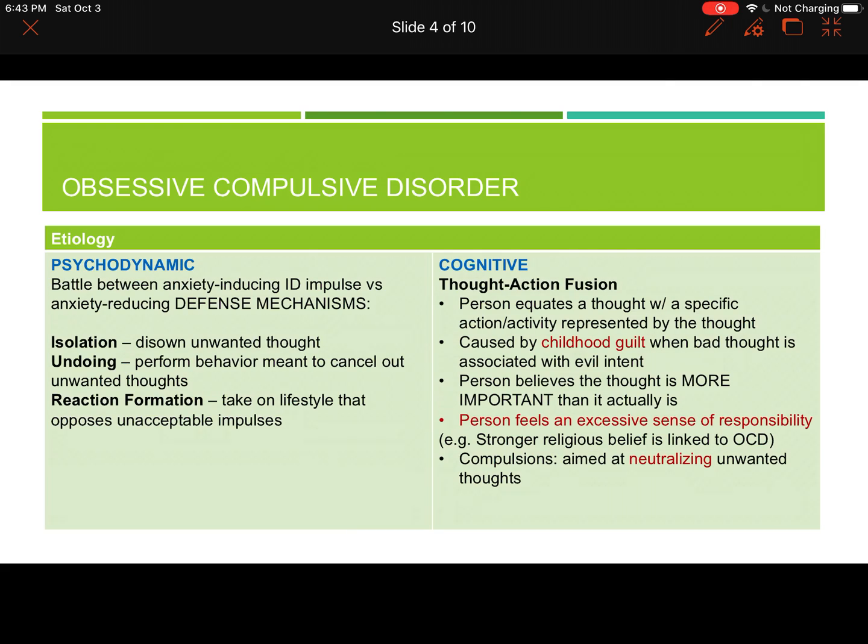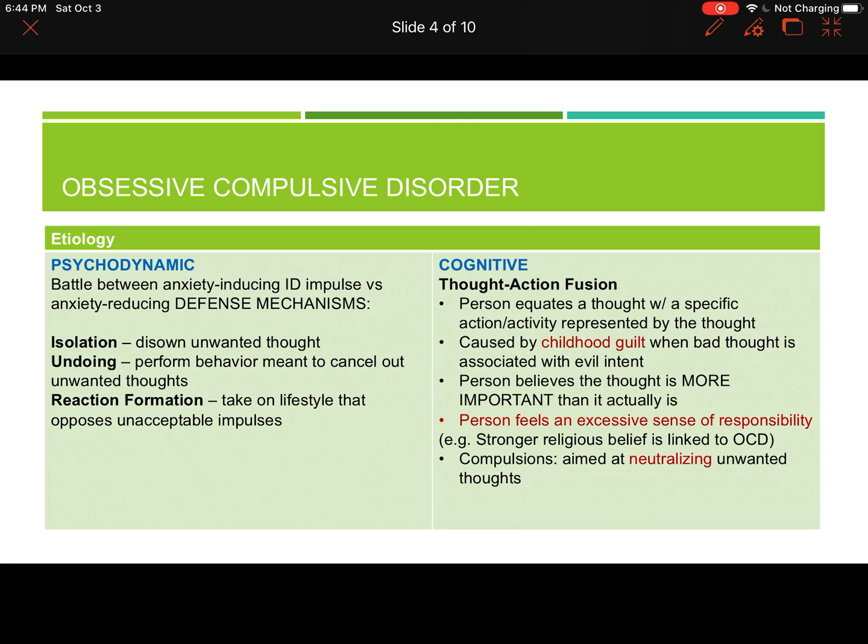So for example, if there is a persistent thought in your head that you want to grab people's private parts, it makes you feel so anxious and so guilty. And so what you do is you perform a compulsion to cancel that thought out. That can be in the form of repeating a prayer or, let's say, counting to keep your mind occupied. The other one is reaction formation.